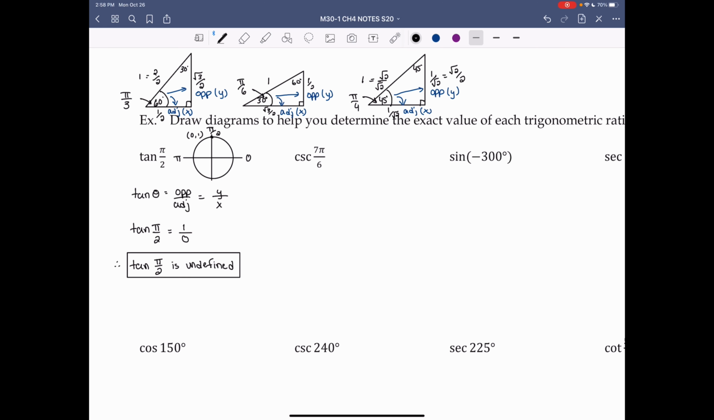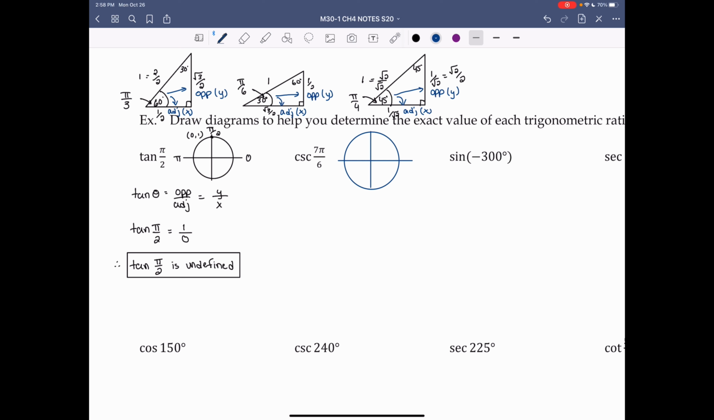Next is cosecant of 7 pi over 6. Draw a diagram. 7 pi over 6, can we reduce that fraction? No, we can't. So that means that pi over 6 is our reference angle.